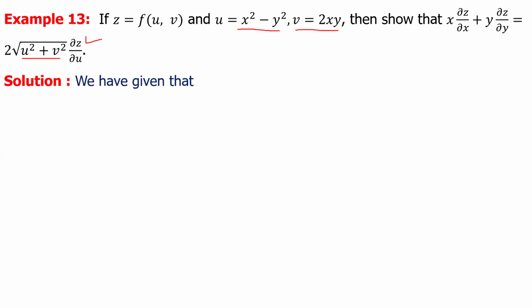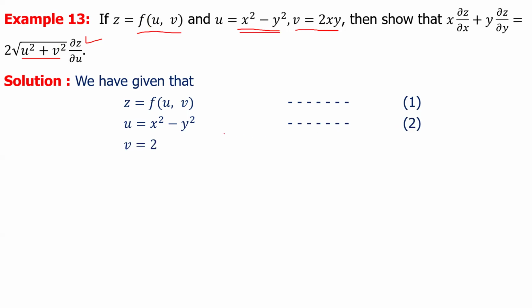Let us try to solve this question. We have given that z is equal to f of u, v, meaning z is a function of u and v. Let us give it equation number 1. u is equal to x square minus y square. Let us give it equation number 2. And v is equal to 2xy. Let us give it equation number 3.